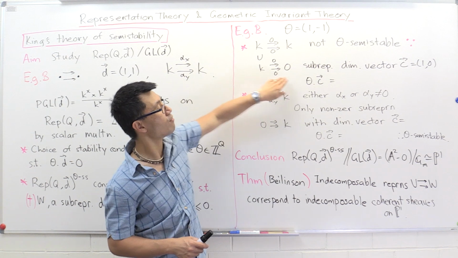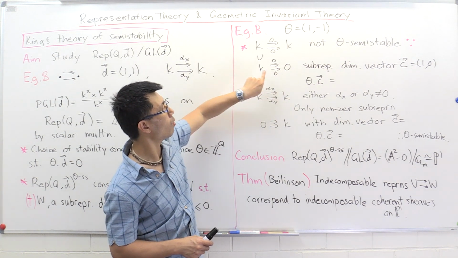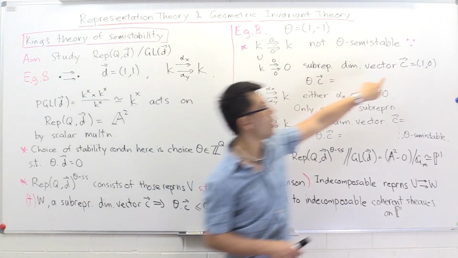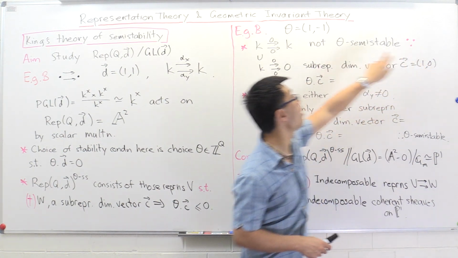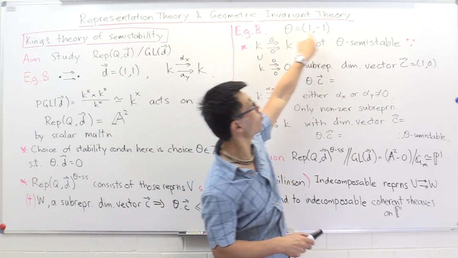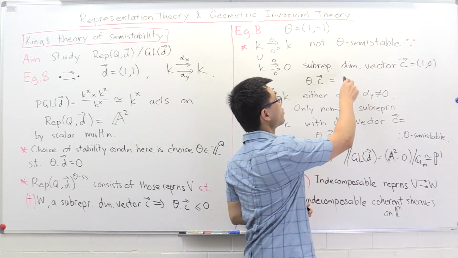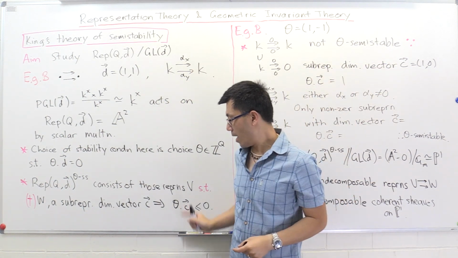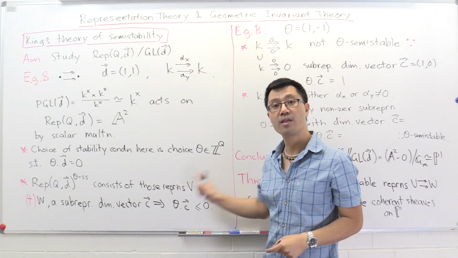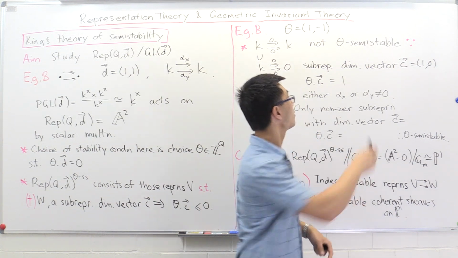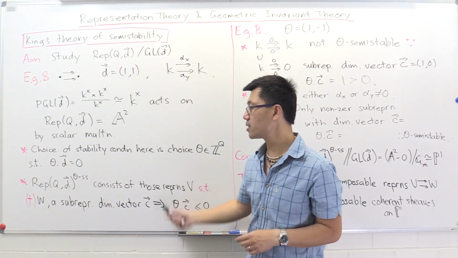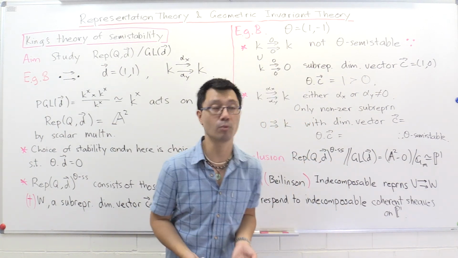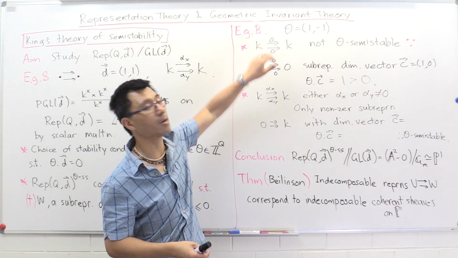What is the dimension vector of this subrepresentation? Well, the dimension is 1 here and 0, so c is (1,0). If you take the dot product of this (1,0) with this (1,-1), you get just the 1 times the 1. That equals 1, and it doesn't satisfy this inequality. It's greater than 0. So since it fails this inequality, it is not semi-stable with respect to theta, not theta semi-stable.